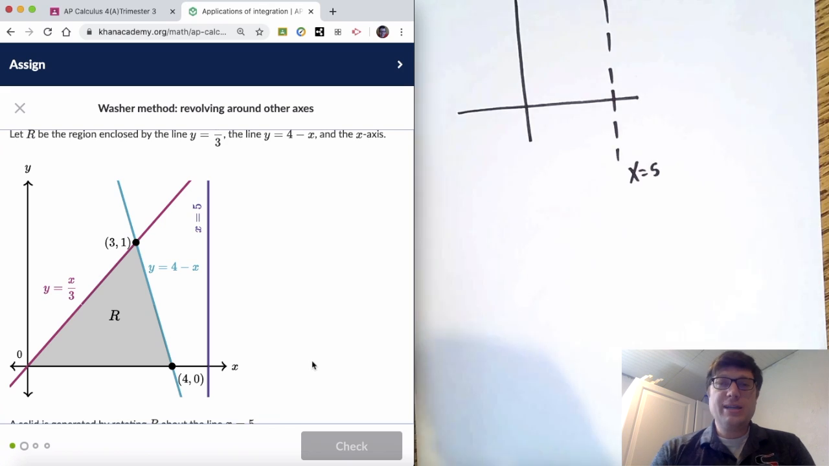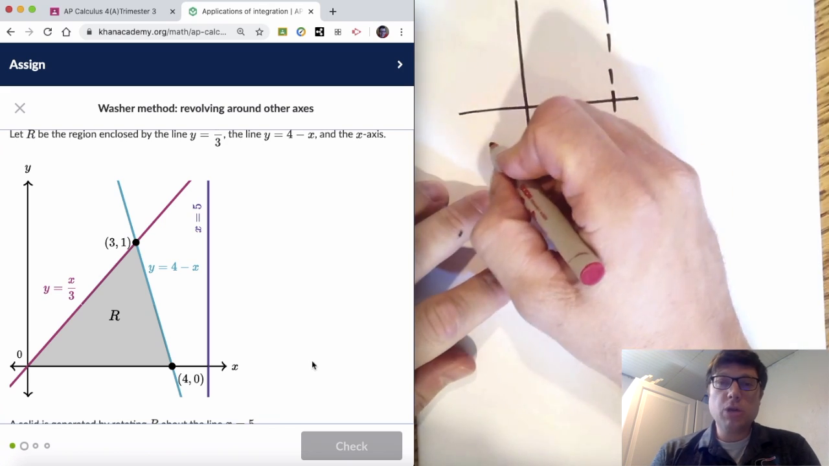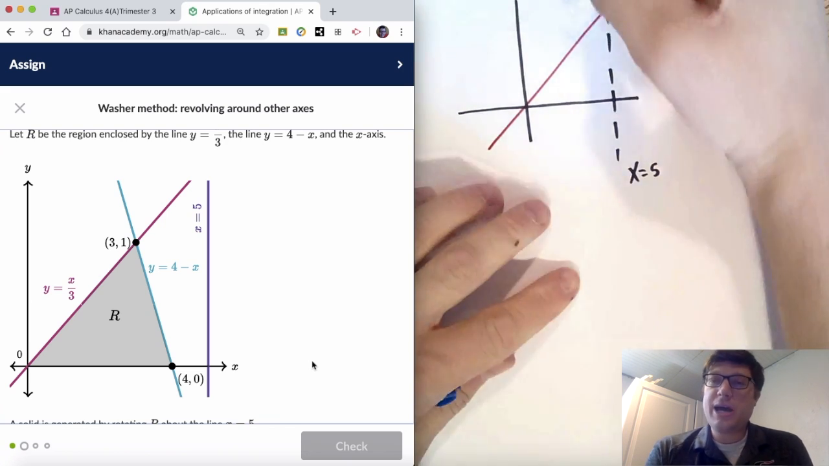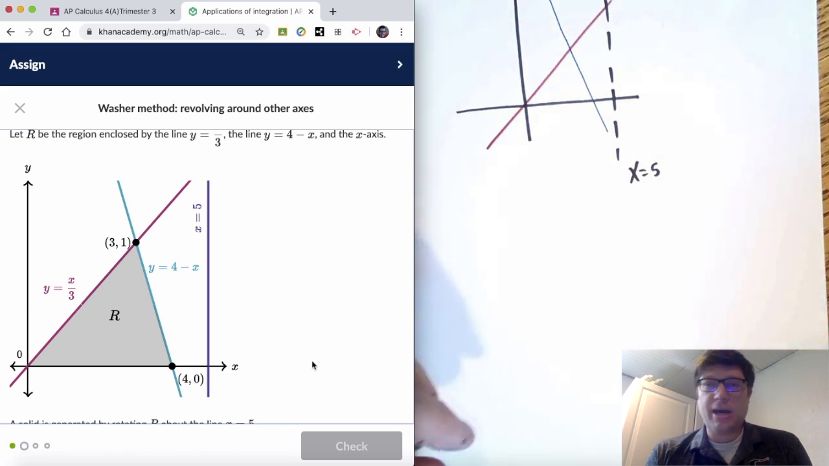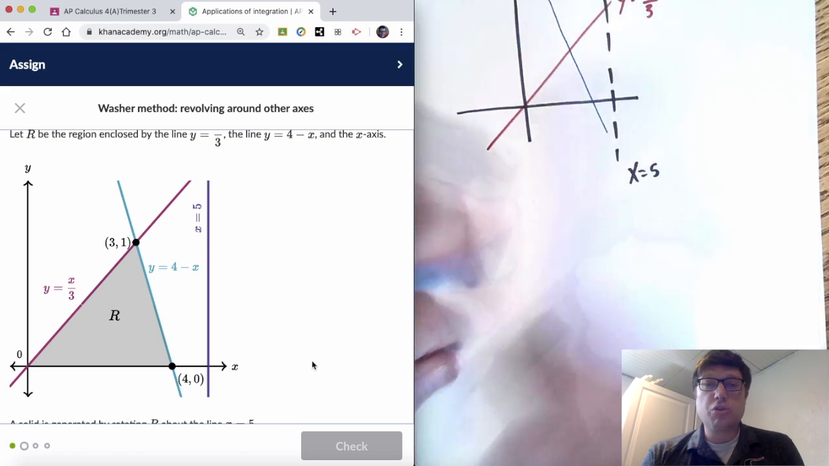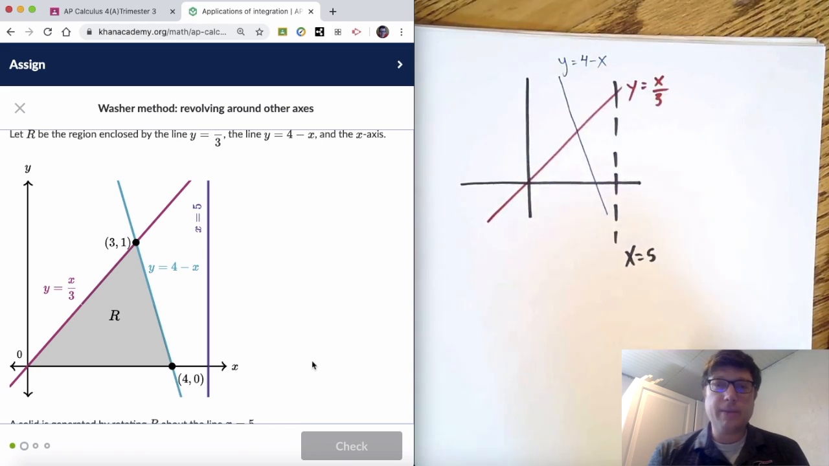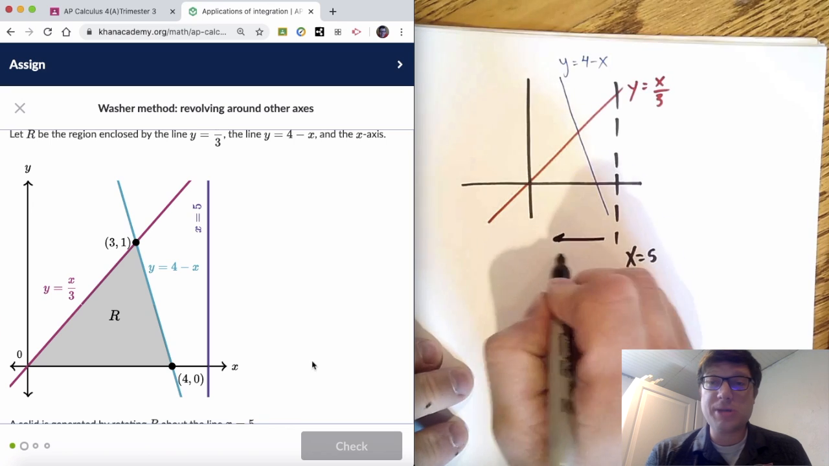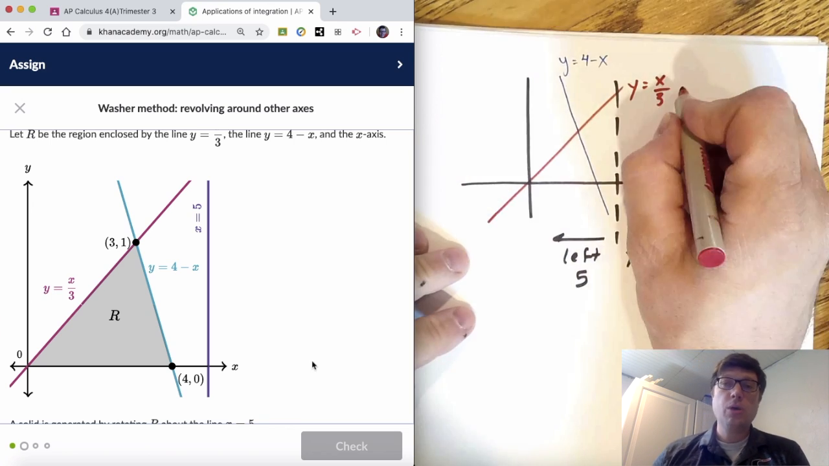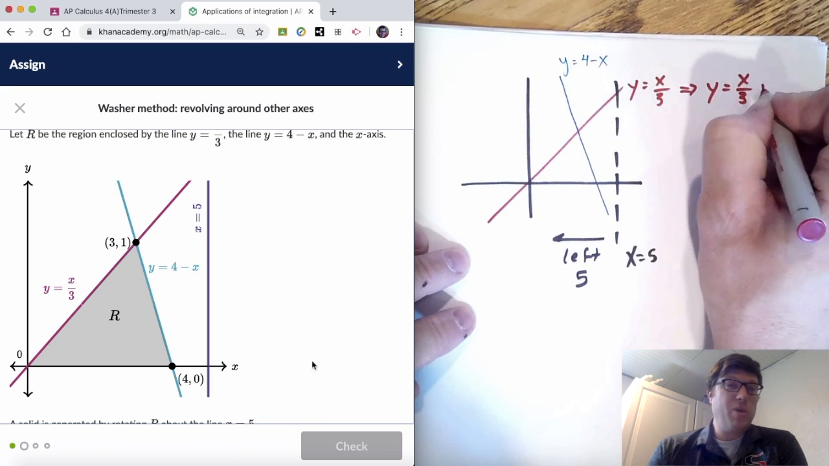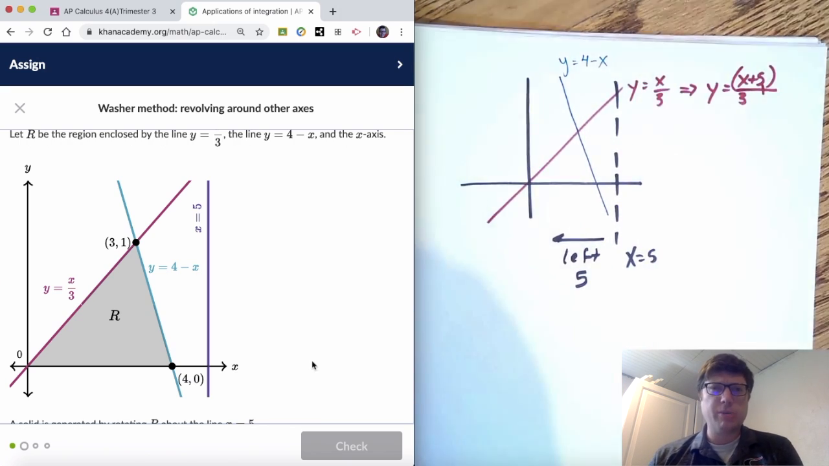This one has the same structure, rotating around a vertical line. We have the line y equals x divided by 3. And we have the other line y equals 4 minus x. This is totally not drawn with any sort of equal square scaling. But the key thing is that we're going to take that shape and revolve it around the line x equals 5. We don't have good strategies for determining how much volume that is.